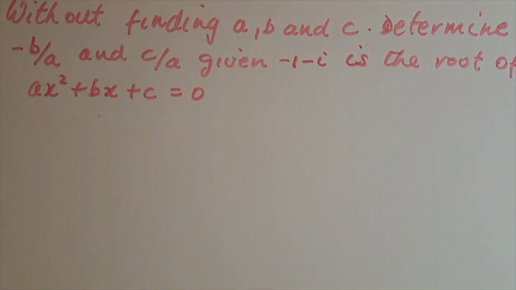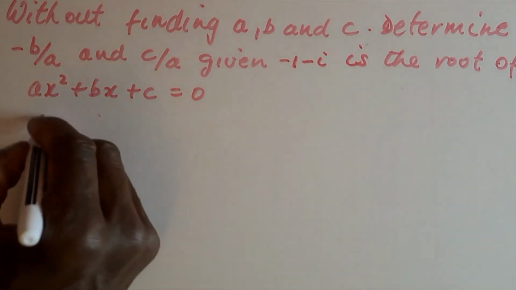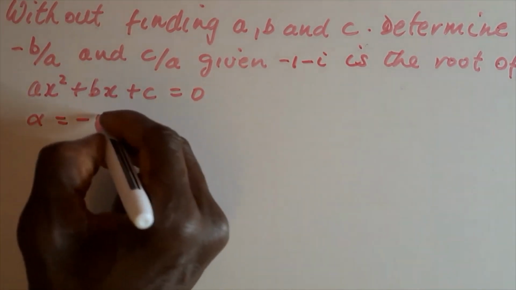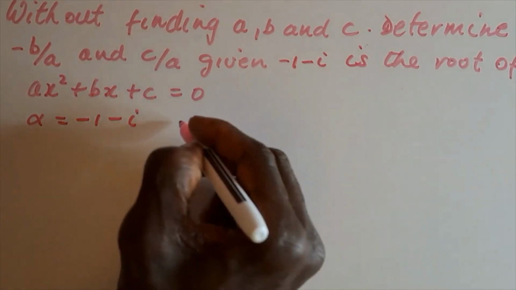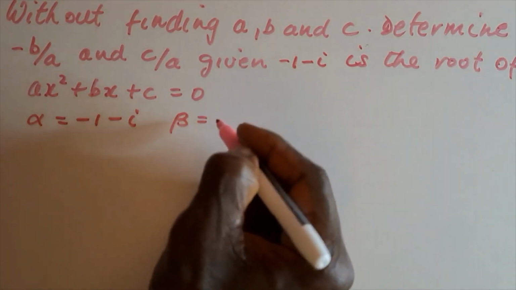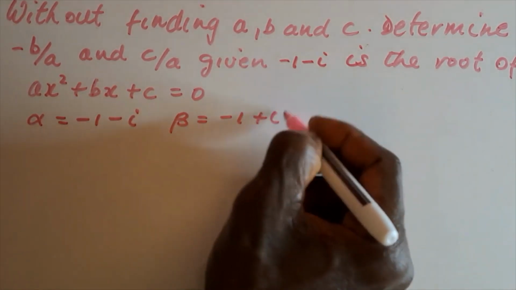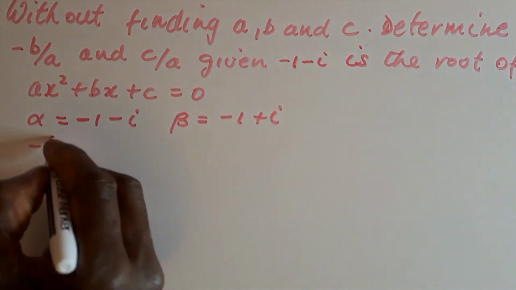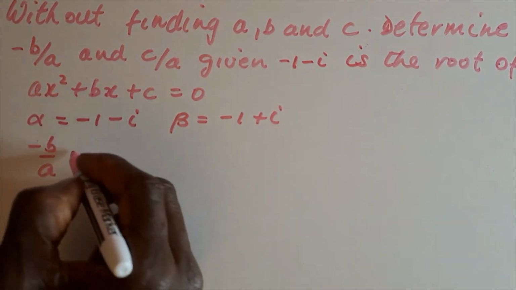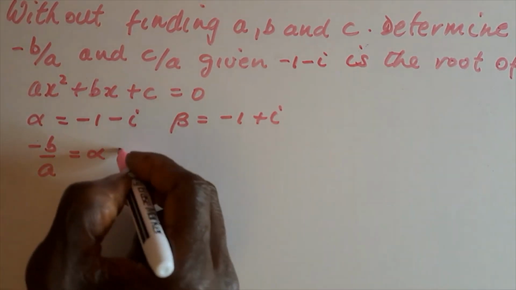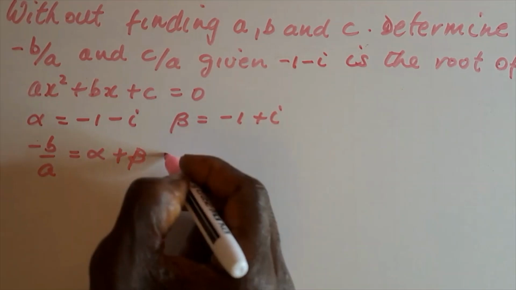Lastly, we have the root minus 1 minus i. We'll call that alpha, minus 1 minus i. And it follows that beta must be the complex conjugate of alpha, which is minus 1 add i. Minus b over a is alpha add beta.